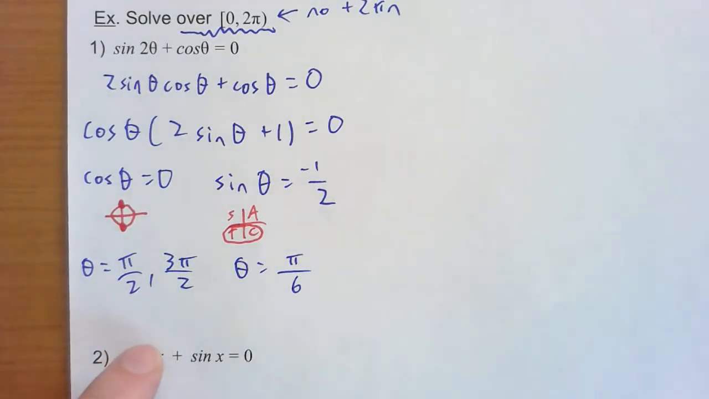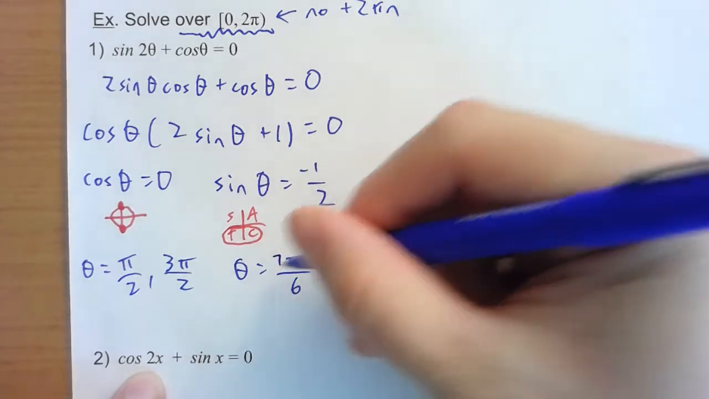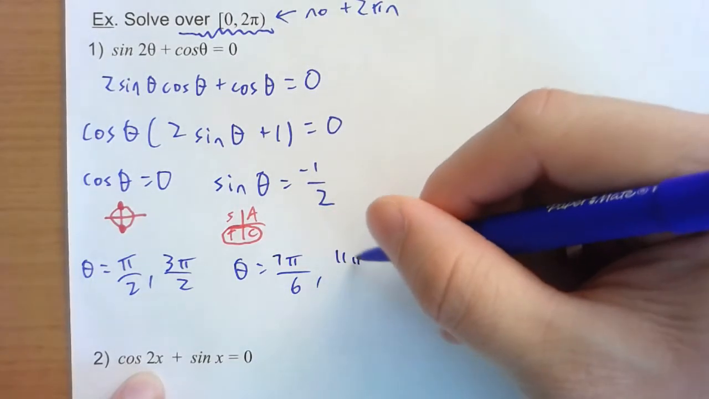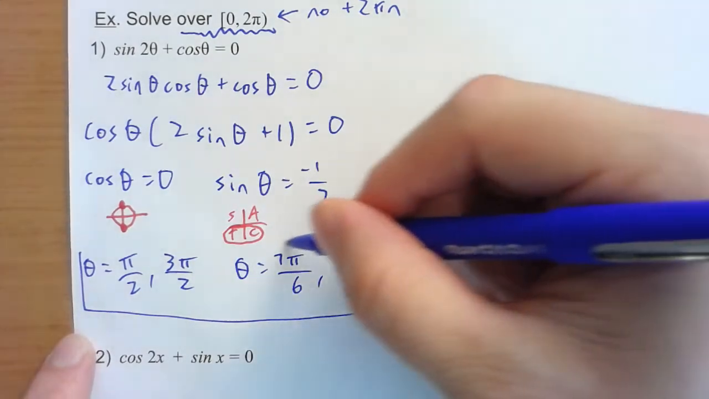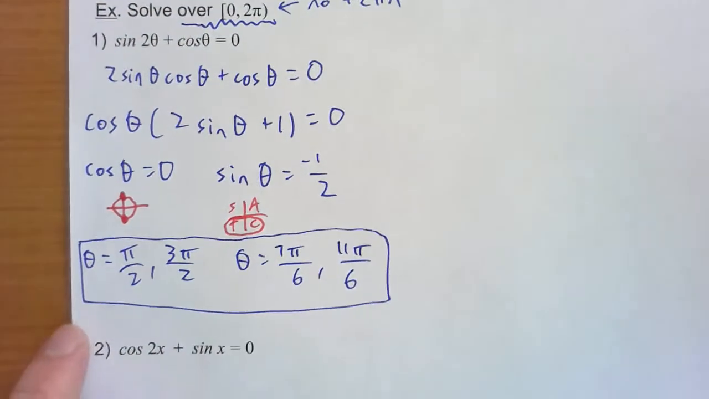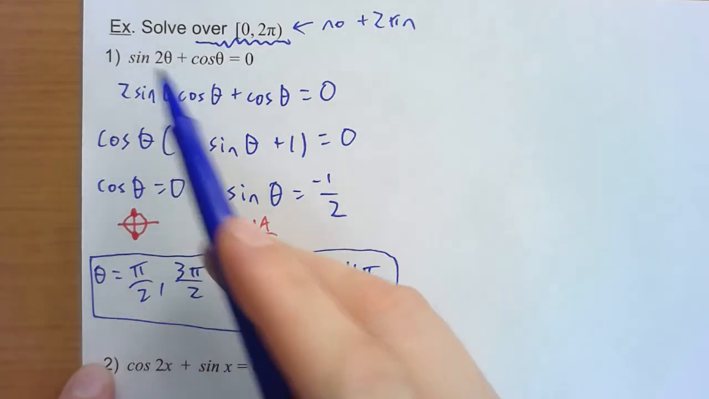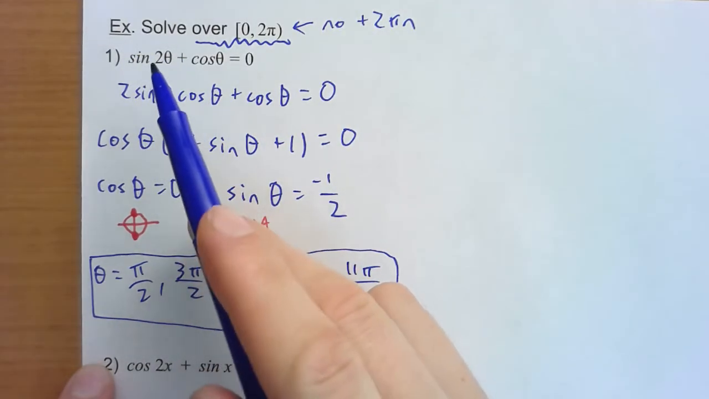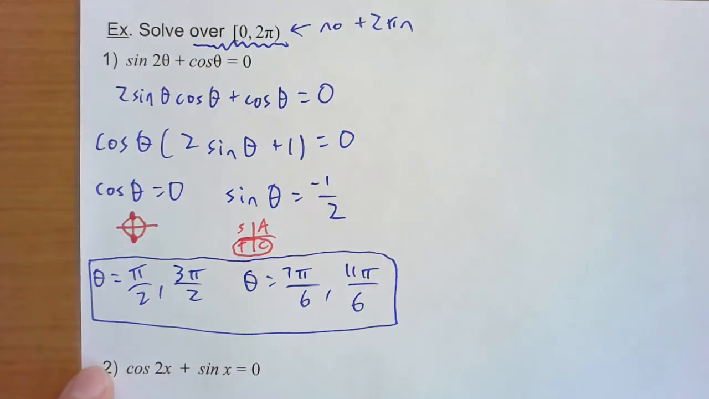If that takes you a minute, that's okay. You can always pause the video for a second if you want to think about that. But that'll be 7 pi/6 and 11 pi/6. And so all four of these angles are our answers to the problem. So we just need to recognize that we have an identity for this term right here. Plug that in, and then from there, it's exactly what we were doing the past couple days.